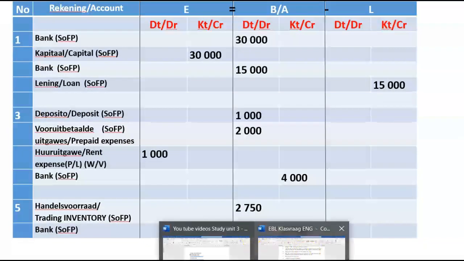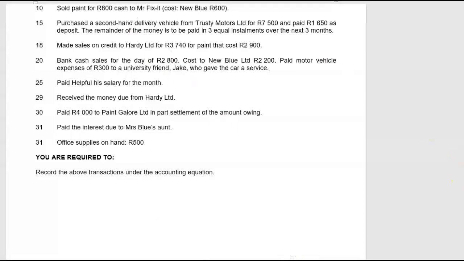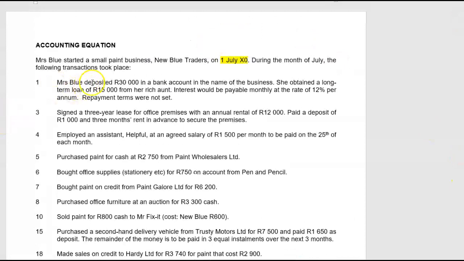The first transaction says, Mrs. Blue deposited 30,000 Rand in a bank account in the name of the business. She obtained a long-term loan of 15,000 Rand from her rich aunt. Interest would be payable monthly at the rate of 12,000 Rand per annum. Repayment terms were not set. Okay, now here are three transactions in this first bullet here.